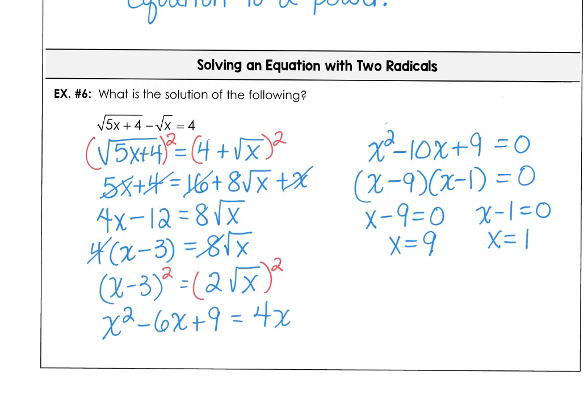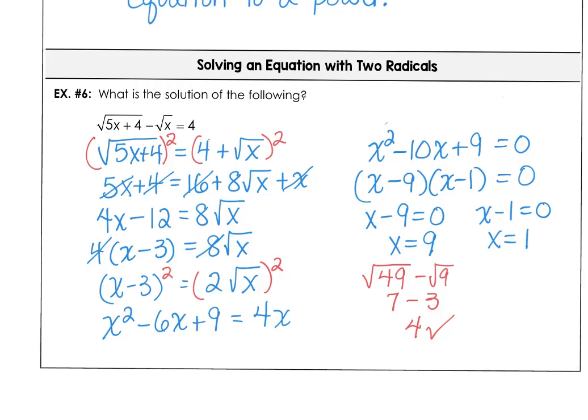And again, when I raise an equation to a power, I want to check for extraneous solutions. So plugging in 9 to our equation, we have 5 times 9. 5 times 9 is 45, and 45 plus 4 is 49, so that gives us 7. We're going to subtract the square root of 9, and the square root of 9 is 3, so 7 minus 3 is definitely 4. This is a good answer.